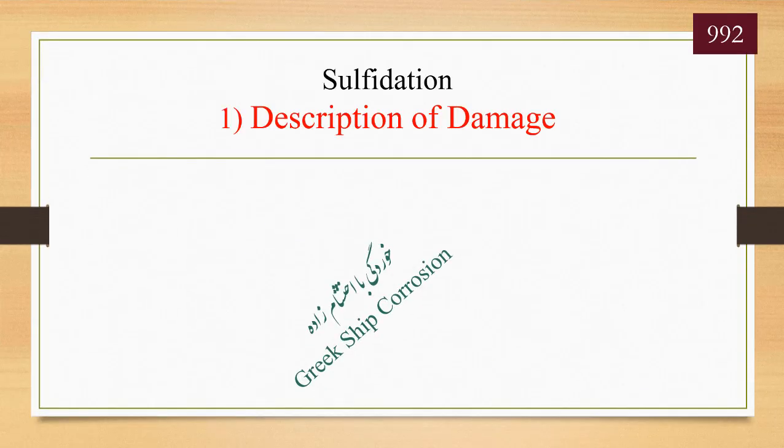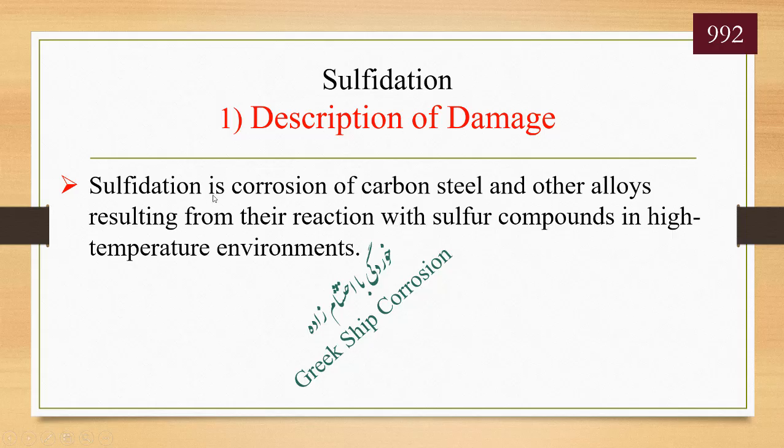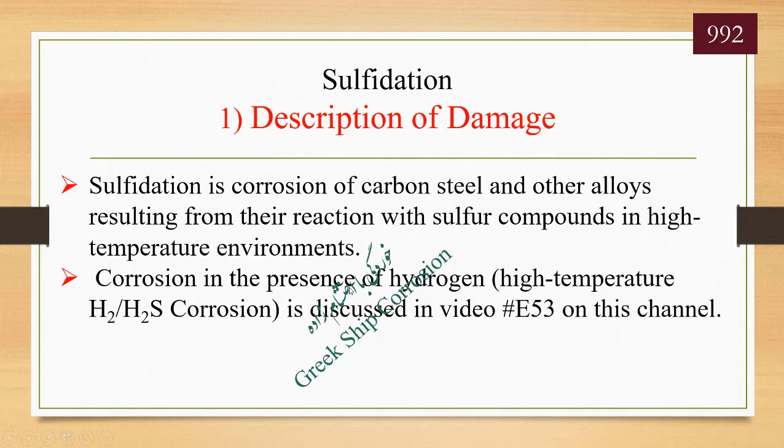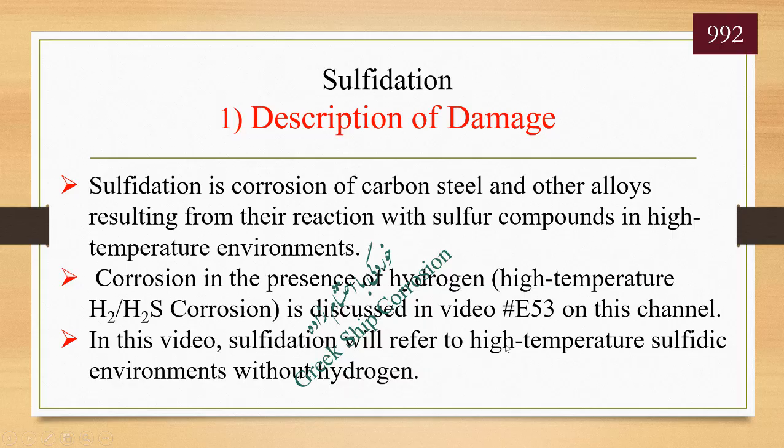1. Description of damage. Sulfidation is corrosion of carbon steel and other alloys resulting from the reaction with sulfur compounds in high-temperature environments. Corrosion in the presence of hydrogen, high-temperature H2/H2S corrosion, is discussed in video number E53 on this channel. In this video, sulfidation will refer to high-temperature sulfidic environments without hydrogen.